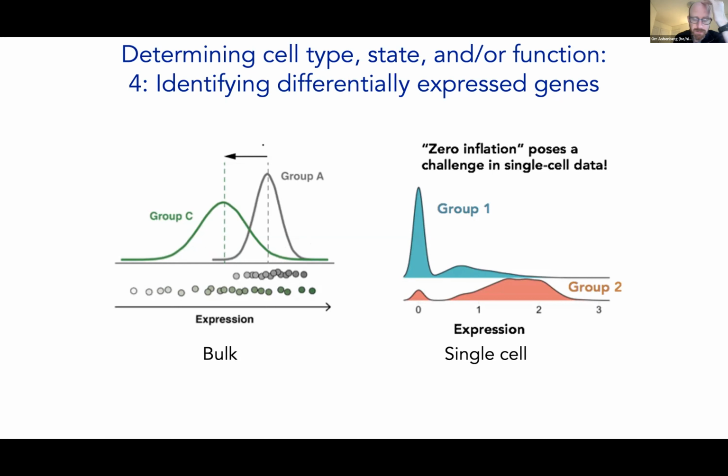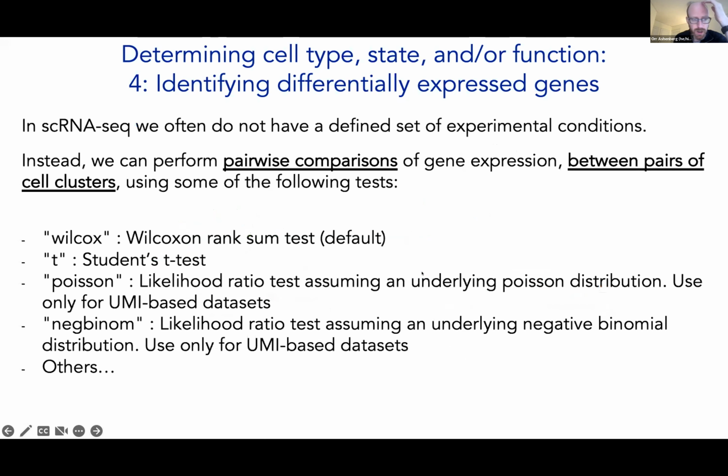This means that tests that rely on really smooth distributions often aren't the most appropriate for single cell data, even though people will use them. The main thing to keep in mind is that one thing that complicates a lot of our differential gene expression analysis is the fact that there are lots of zeros.